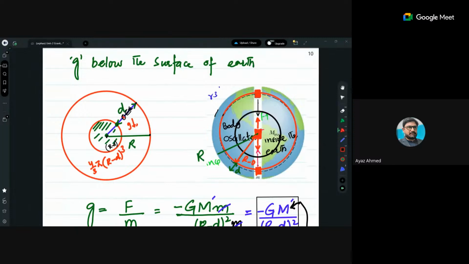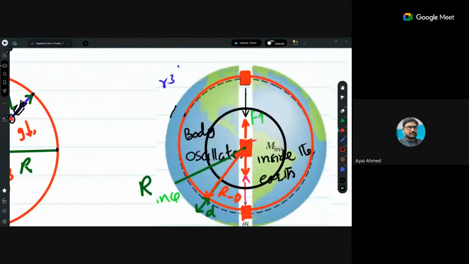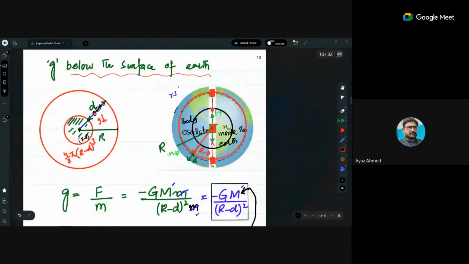I told you that when we talk about the gravitational field strength below the surface of the earth, let's say you are making a tunnel in the earth, and this tunnel leads you to the center of the earth. When you go to the center, what will happen? You will be oscillated back. You will cross it and move away from the center. Similarly, when you move away from the center, gravity will pull you back, and due to inertia, you will cross it again. So this tunnel is just an oscillating tunnel. You will be oscillating throughout.